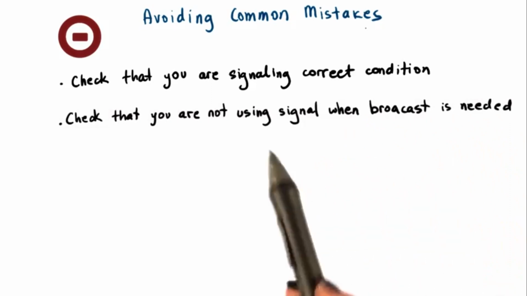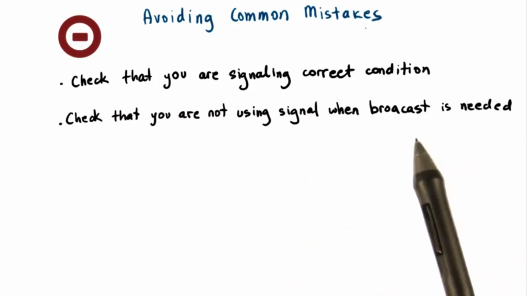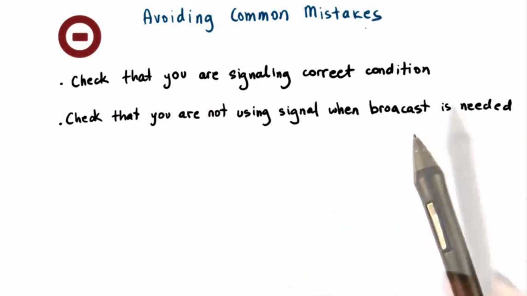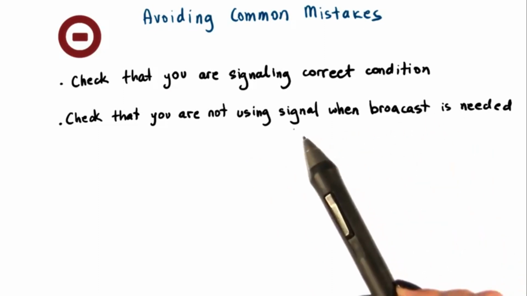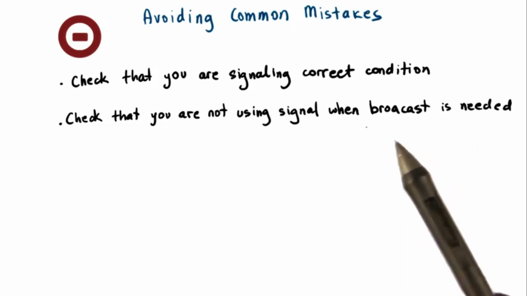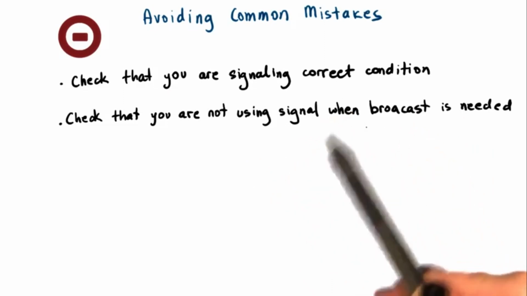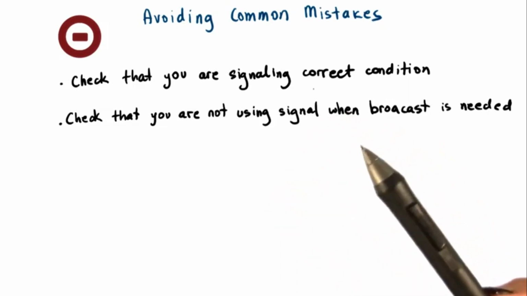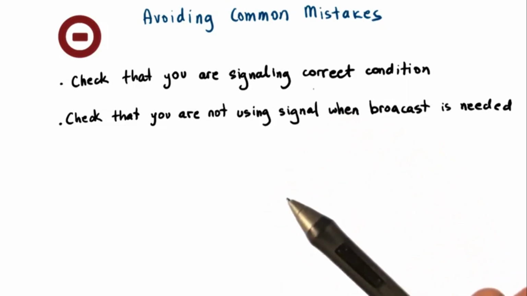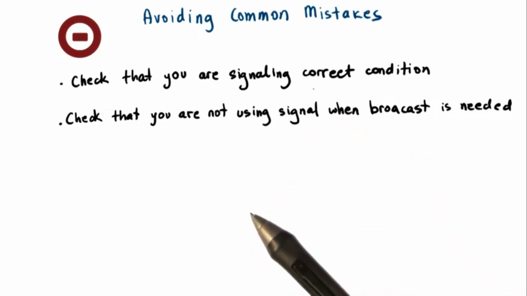Also, make sure that you're not using signal when you actually need to use broadcast. Note that the opposite is actually safe. If you need to use signal but use broadcast, that's fine. You will still end up waking up one thread or more, and you will not affect the correctness of the program. You may just end up affecting its performance, but that's not as dangerous.